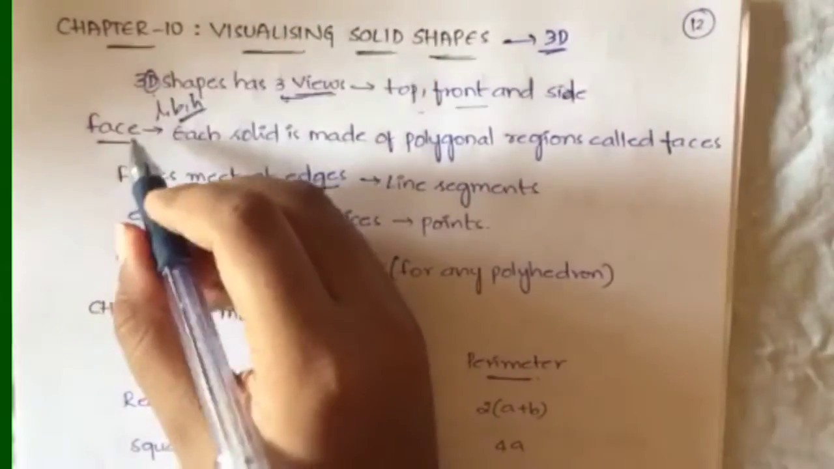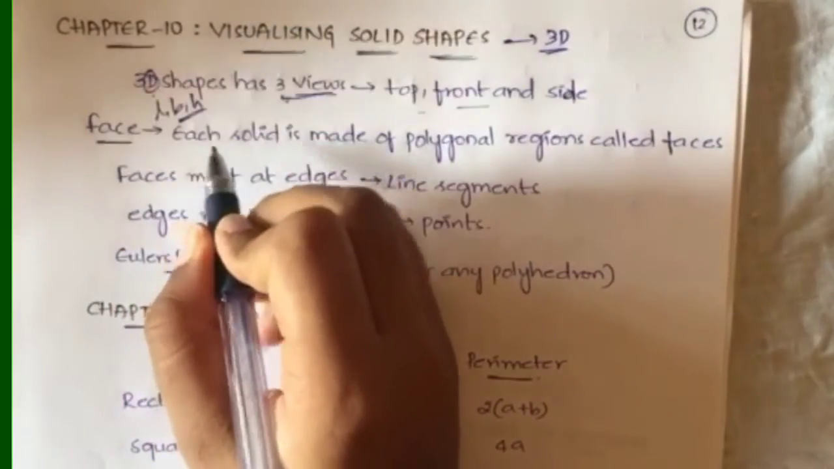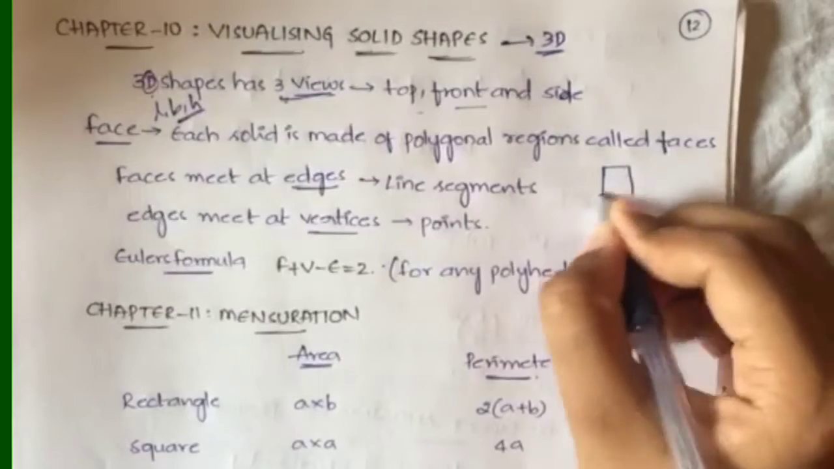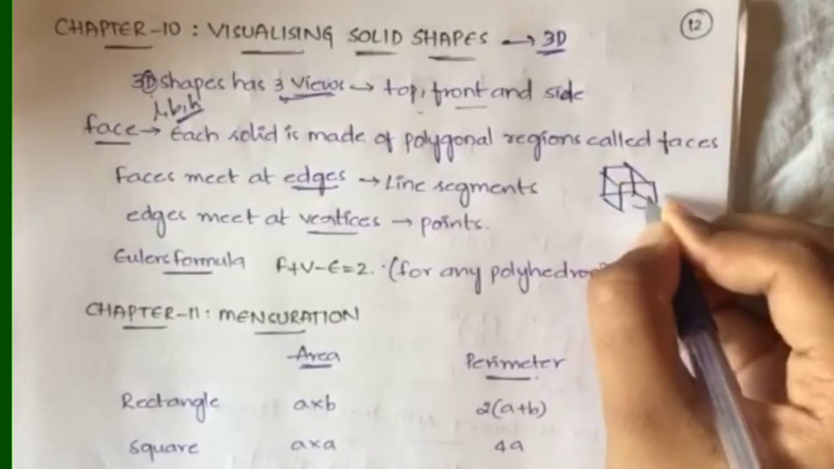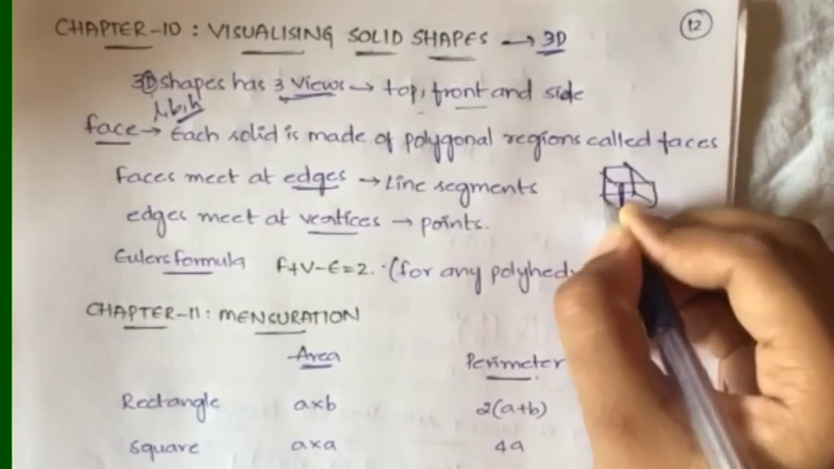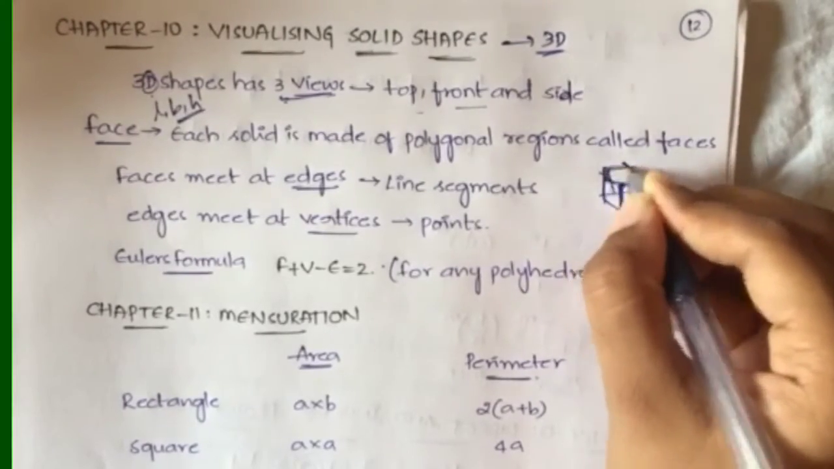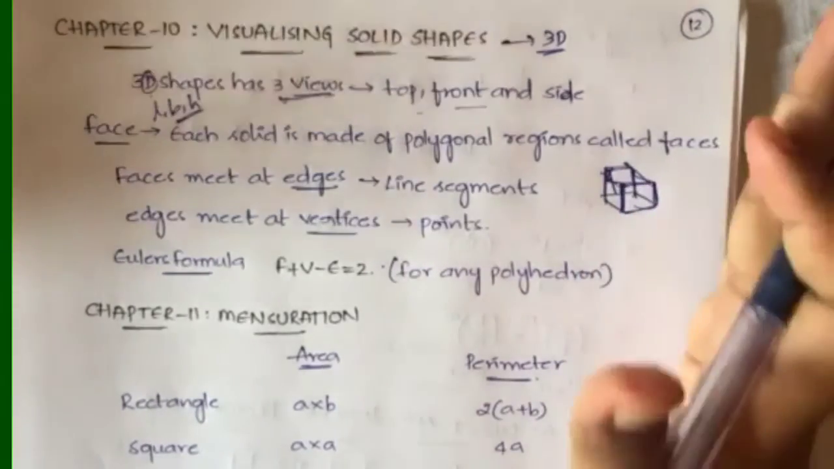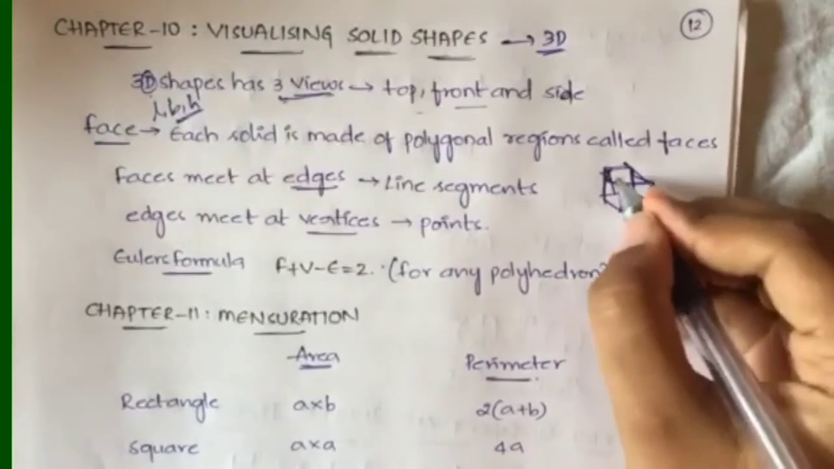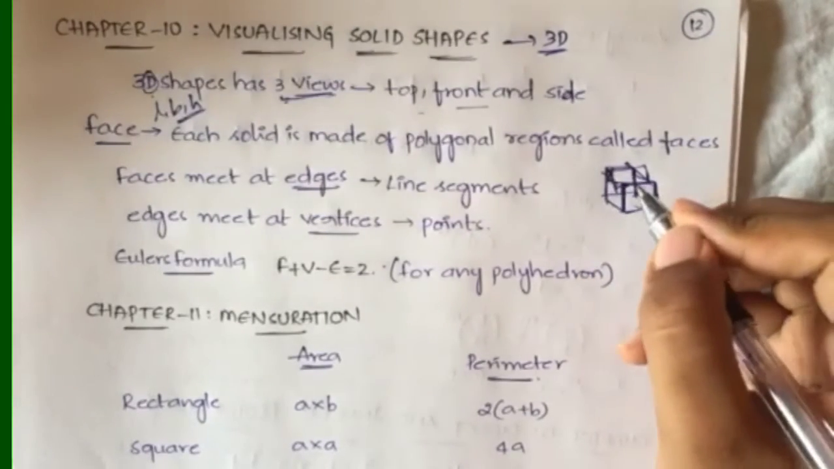Clear? Now, what do you mean by face? Each solid is made up of faces. Suppose this is a cube. How are you getting this cube? By joining some squares, right? This is one square, this is one square, this is another square. So you're getting a cube by joining some squares. Each and every square is called a face.